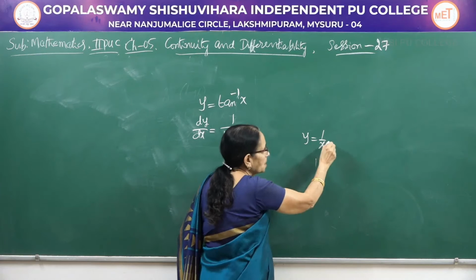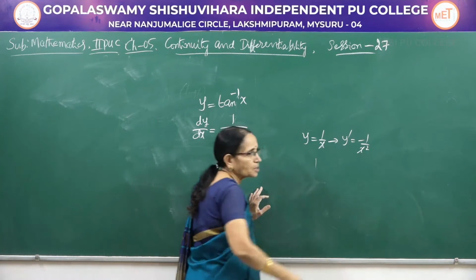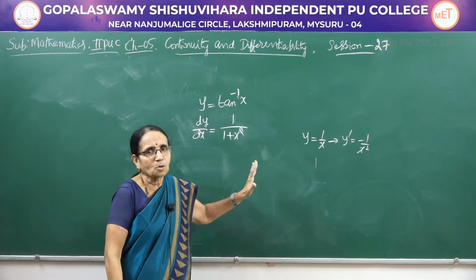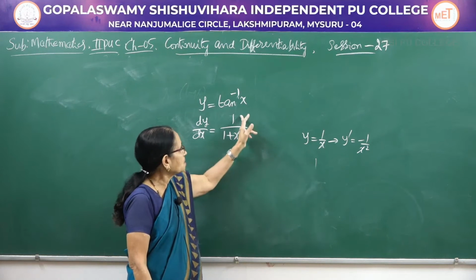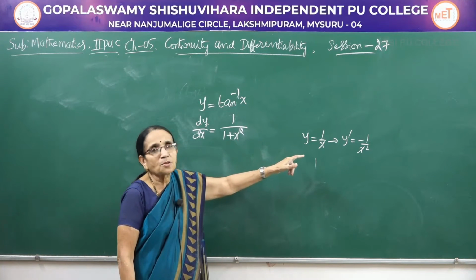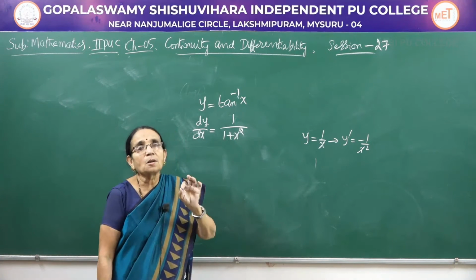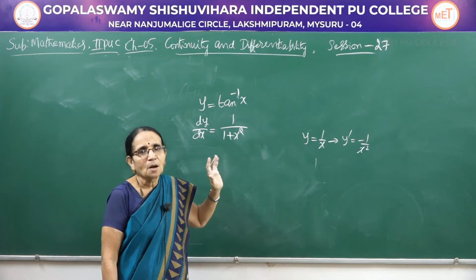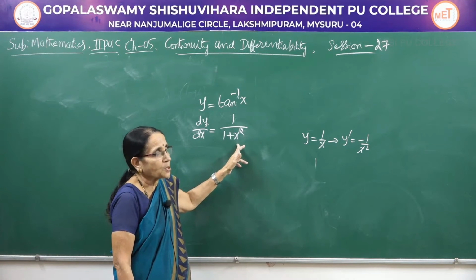If y is 1 by x, what would be y dash? It is minus 1 by x square. You can take it as a composite function. Both ways you get the same answer, no problem at all. So, if y is 1 by x, taking this function as 1 by x, what would be its derivative? Minus 1 over square of the denominator. But the denominator itself is a function of x, for which you have to apply the rule. So, it becomes a composite function.